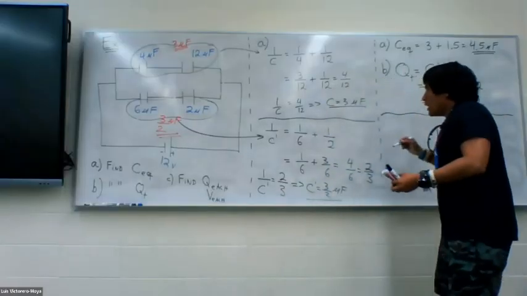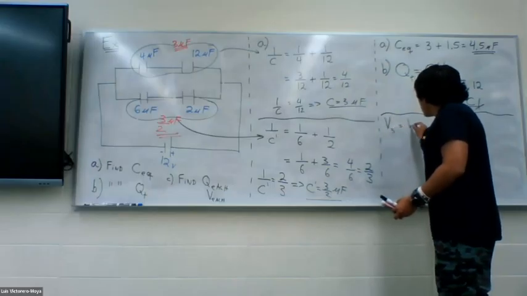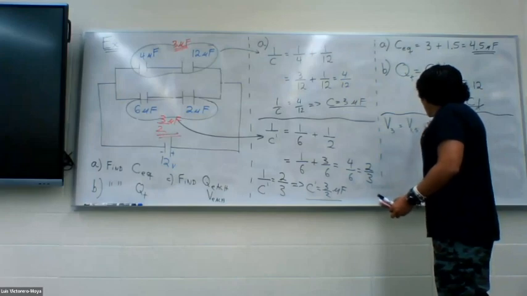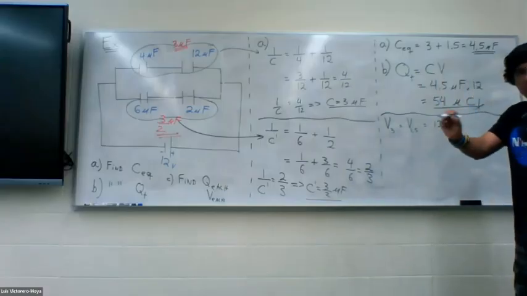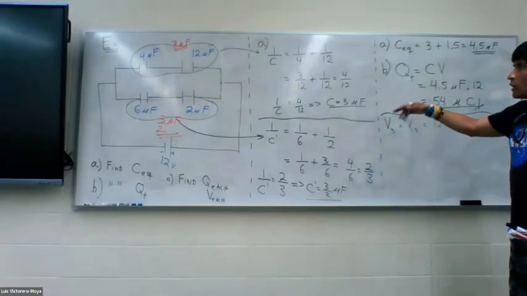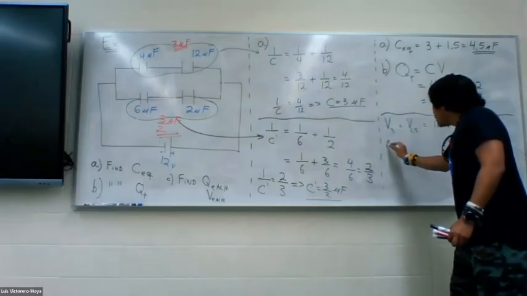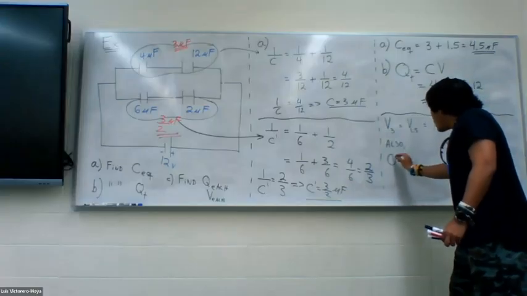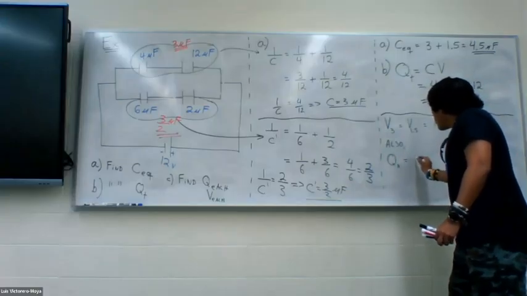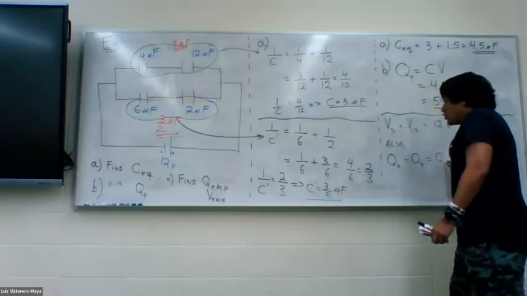You may want to write this in here to have it for study or review. First of all, the voltage on 3 is equal to the voltage on 1.5, which is 12 volts. You may want to write there because they're in parallel. And also, the charge on 3 is equal to the charge on 4, which is equal to the charge on 12.